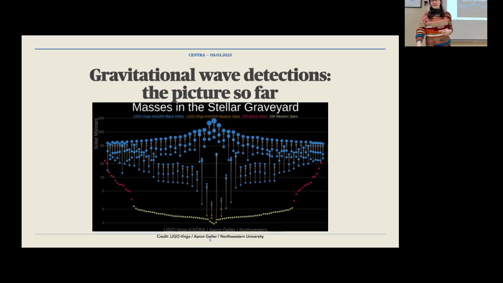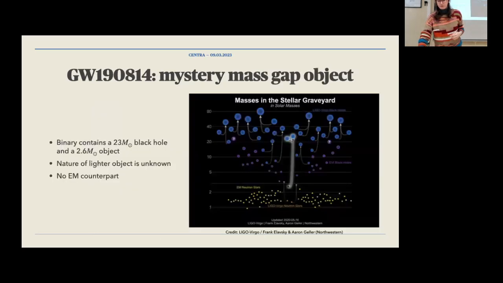We want to add to this picture and better describe these populations. To do this, we are going to need all the tools at our disposal. First, I'd particularly like to talk about a small number of these detections that are of particular relevance to the type of systems that I study. The first of these, GW190412, contains a black hole of 23 solar masses and a much lighter object of 2.6 solar masses. And so the mass ratio of this system is 10. This is the largest mass ratio that we've seen.